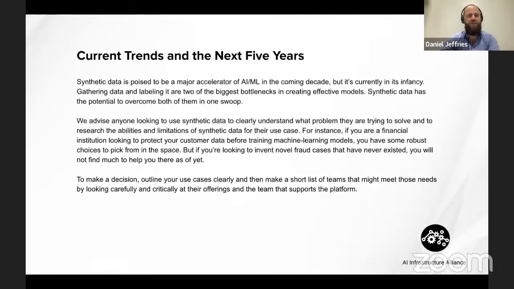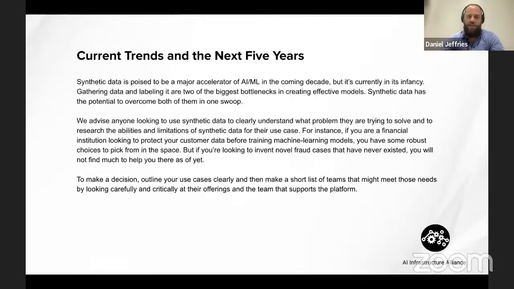So there's a lot of different platforms that are out there. I'd say it's poised to be a major accelerator, but it's also still currently in its infancy. It's maybe the earliest and the most immature, except when you're talking about visual data. But it does solve one of the biggest bottlenecks in effectively creating models, and there's going to be a lot of money and research pouring into this.